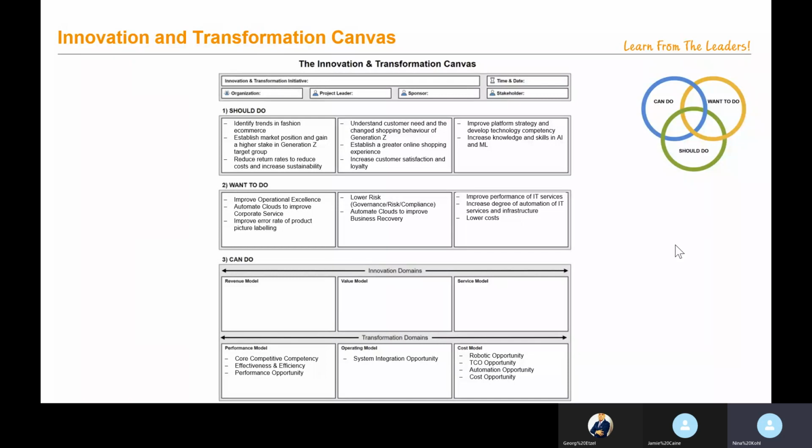So by this, what you want to do is improve your operational excellence, improve the error rate of product picture labeling, improve your corporate services, lower your risk, and automate clouds to improve business recovery. You want to improve the performance of IT services, increase the degree of automation of IT services and infrastructure, and lower your costs. And what you can do, as I said, is optimize your performance model, your operating model, and your cost model.